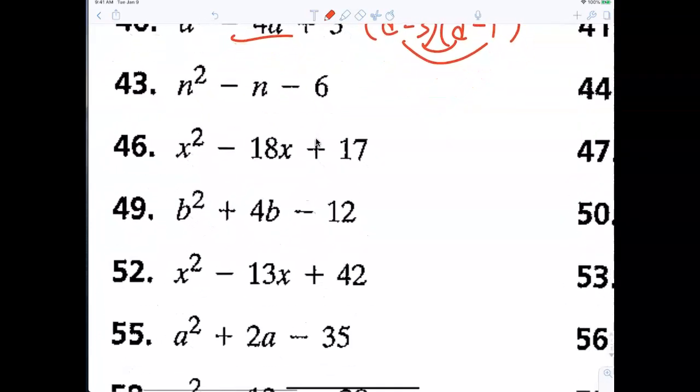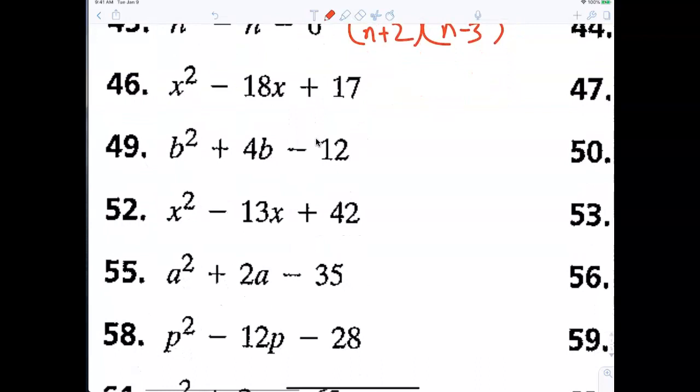Mr. Stauffer, go. N minus 3, N plus 2. Good job, buddy. N minus 3, N plus 2. Morty. Come on, loud and proud. X minus 17, X minus. Beautiful. I don't care if it's wrong. Remember, you're just checking. All right? You happy with that? Everybody good? All right, Bo.